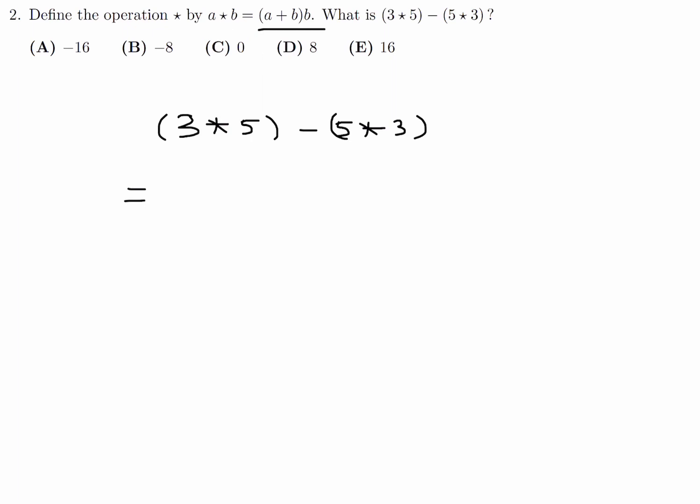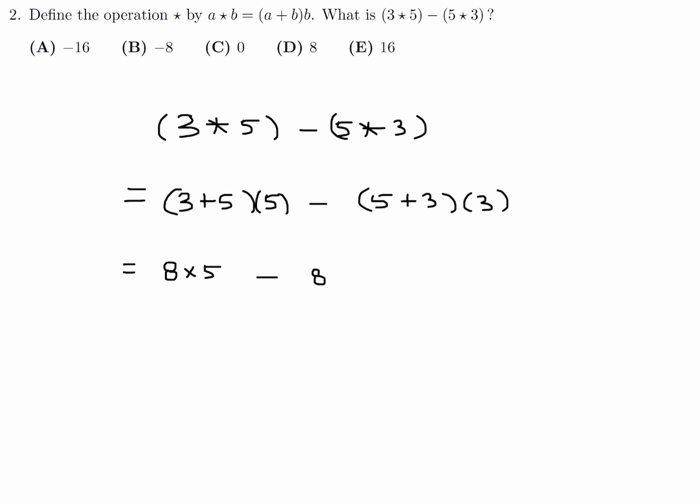So let's look at that definition and use our numbers 3 and 5. So it's 3 plus 5 times 5. And then this one is 5 plus 3 times 3. So that's 8 times 5, and this is 8 times 3. So that's 40 minus 24, and that's 16. So number 2, the answer is E.